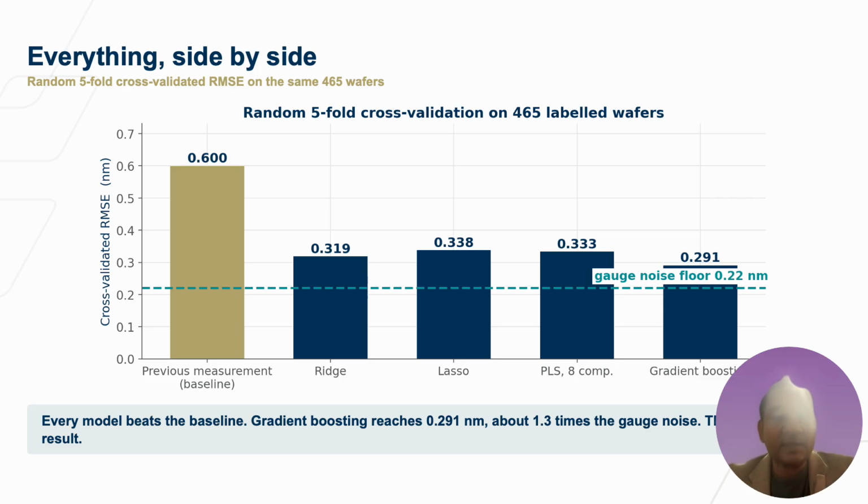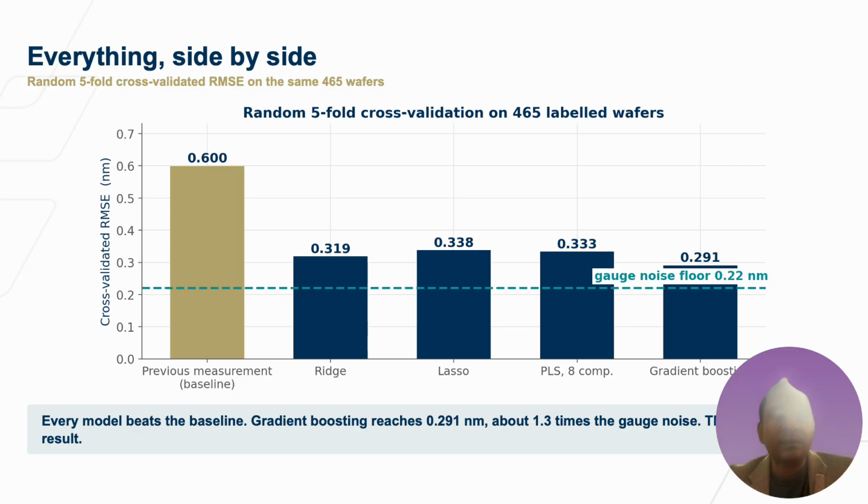Everything side by side, same 456 wafers, same 5-fold cross-validation, RMSE in nanometers, so lower is better. Baseline is 0.6, ridge at 0.319, lasso at 0.338, PLS with 8 components is 0.333, gradient boosting at 0.291, and the gauge noise floor is 0.22.